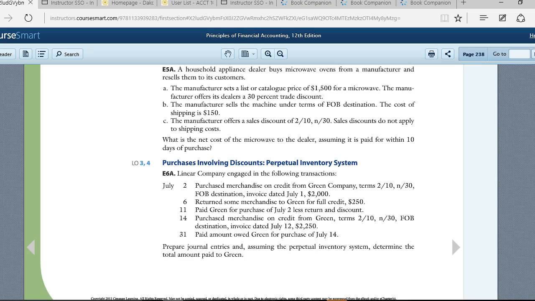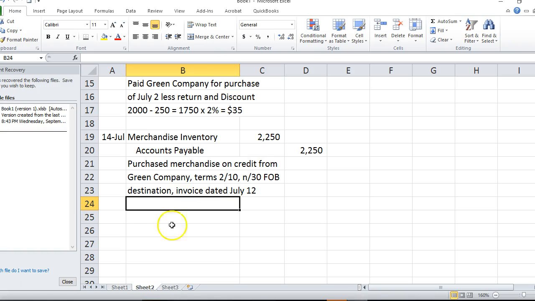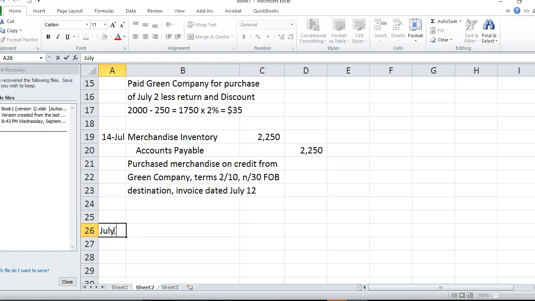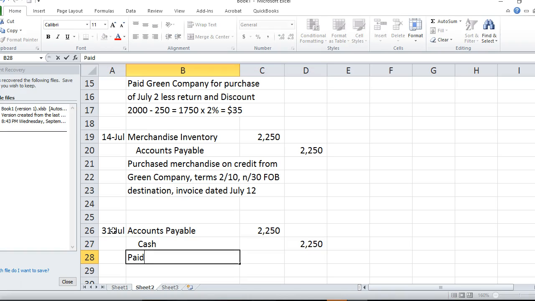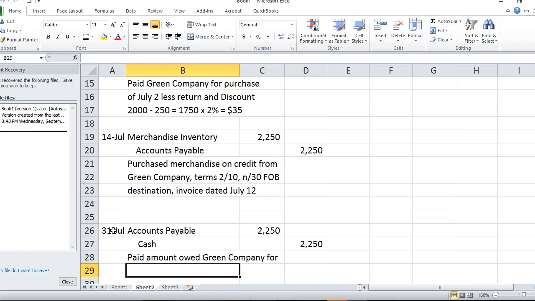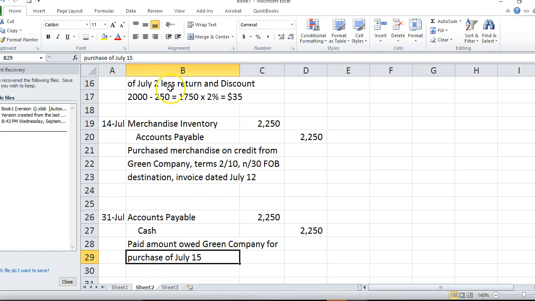Then on July 31st, we paid the amount owed to Green for purchase of July 14th. Did we take advantage of the discount? We didn't. So all we're going to do on July 31st, we paid him, we debit our accounts payable for $22.50, and we credit our cash for $22.50, and we show the paid amount owed Green Company for purchase of July 14th. Okay?